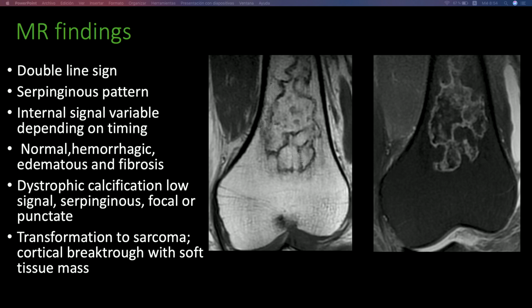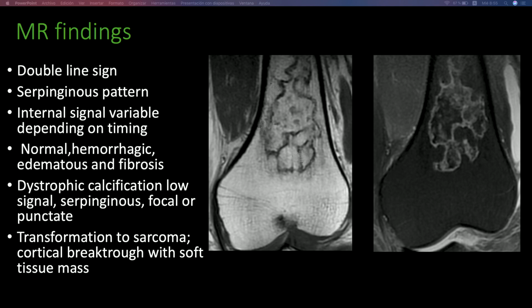On the MR, the findings that we're going to have are the double line sign on the fluid sensitive sequences. In this case, this is a T2, where we can see the double line sign, which is a low signal rim with a high signal internal rim following the low signal. The internal with a serpiginous pattern. The internal signal is variable depending on the stage of the infarct.